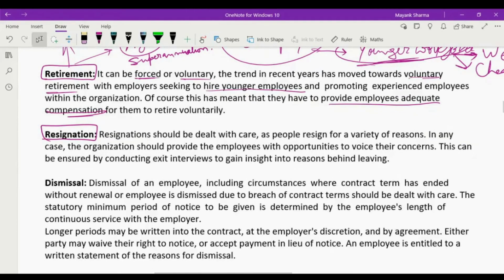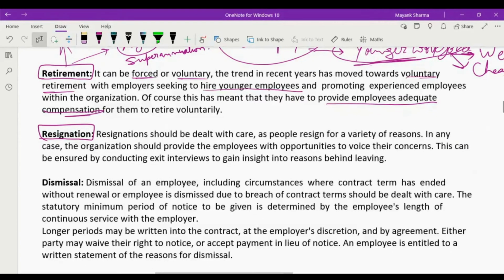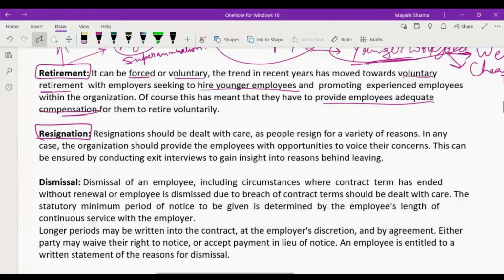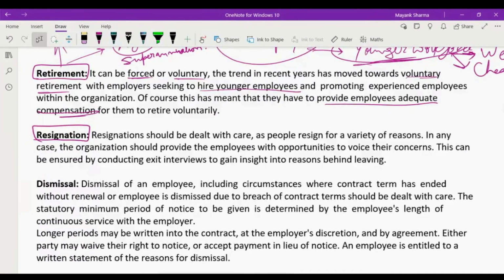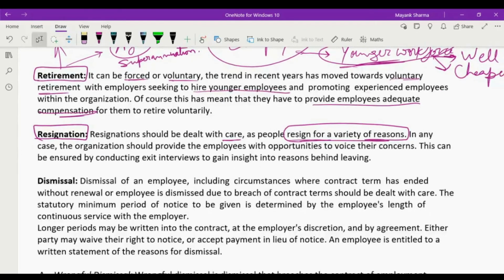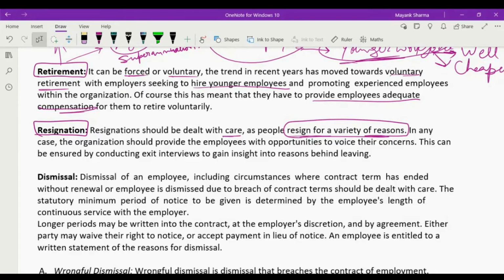There can be resignations which are induced by something else happening at the workplace. The employer should be very vigilant while accepting resignations. Resignations should be dealt with care as people resign for a variety of reasons. These reasons can include any kind of harassment at the workplace or any kind of discrimination which you as the owner do not want but other people are doing in your organization. So you should handle resignations with care.